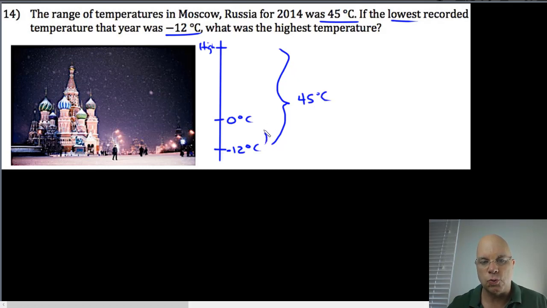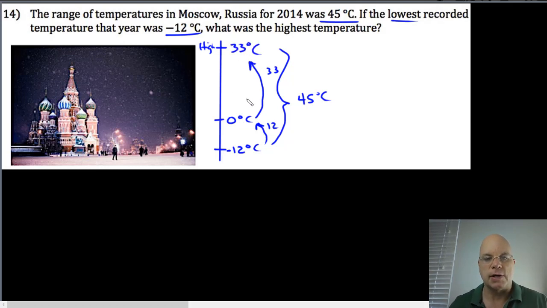Well, it's 12 degrees just from here to here, right? It's 12 degrees from -12 to 0. They're separated by 12 degrees. So how much more do we need to get to 45? 12 and what? 12 and 33. So if I go another 33 degrees up, then I'll have a total range of 45. So 33 degrees up from the 0 would just be 33 degrees above 0.